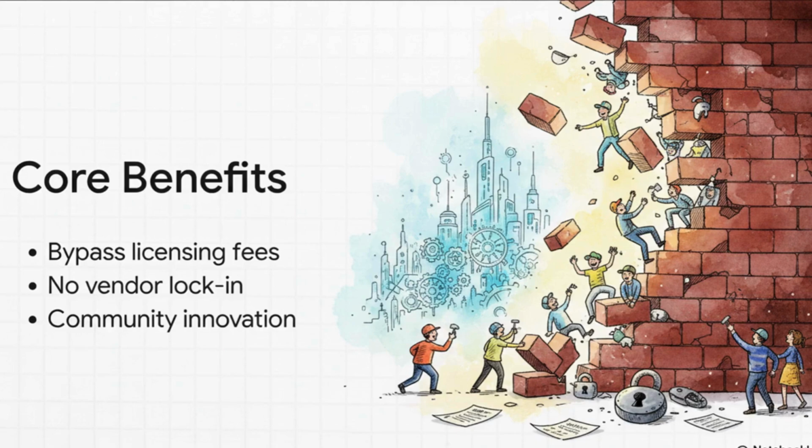You can entirely bypass those super expensive licensing fees that used to gatekeep this level of tech. Plus, you get freedom from vendor lock-in, meaning you aren't trapped in one massive corporation's ecosystem forever. Instead, this open approach drives incredible community-led innovation and enables transparent, localized AI development. The barrier to entry, it's literally been demolished.